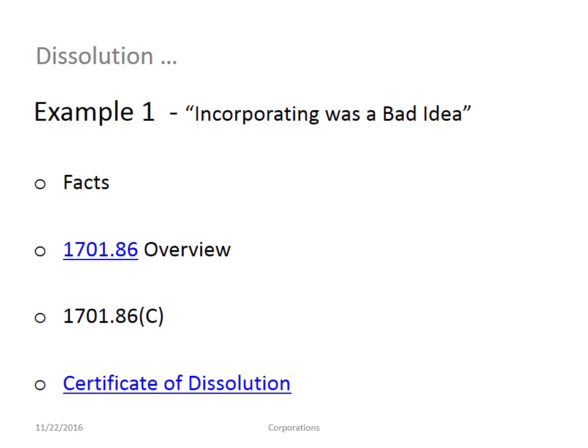It requires that you cite the particular provision of 1701.86 under which you are dissolving. So that's why you have to know the statute that we just looked at in order to fill out the form. You're also required to acknowledge the fact that 1701.95 applies. What does that mean? 1701.95. If you take a look at it, you'll see that it's the statute that prohibits directors and shareholders from liquidating a corporation and then keeping the money without paying creditors. So you're required to acknowledge that in this form.